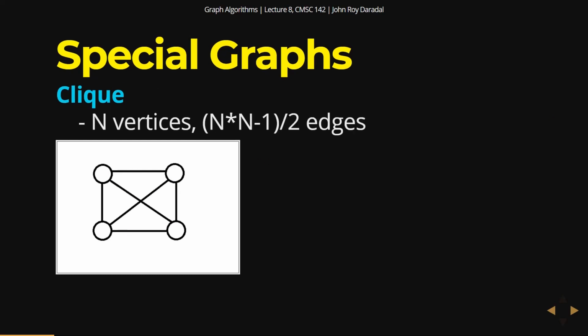Next is a clique, wherein you have n vertices and n times n minus 1 over 2 edges. So a clique is when you have each vertex being connected to all other vertices. If you look here, this vertex is connected to this one here, this one, and this one. And then the rest is also connected to all the other vertices. So this is a clique. All vertices are connected to each other with an edge.